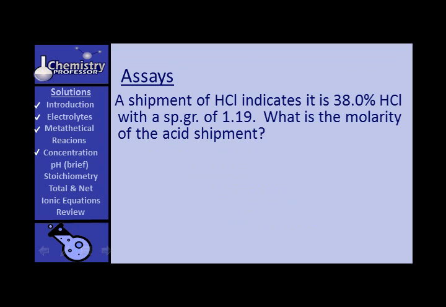Let's look at assays. You get in a shipment of hydrochloric acid, which indicates that it's 38% hydrochloric acid with a specific gravity of 1.19. And we want to know what is the molarity of the acid shipment.